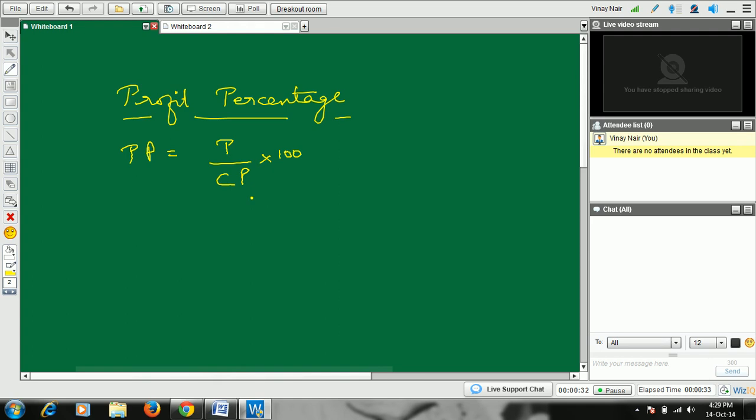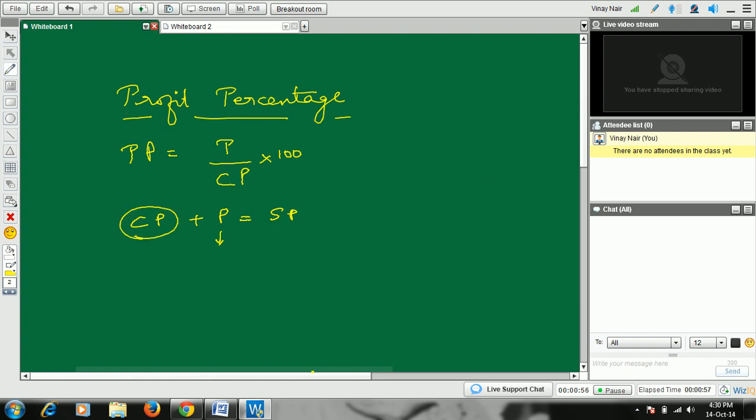Usually people get confused whether profit percentage has to be calculated on cost price or selling price, because you have a cost price and there is a profit and you sell it for a certain price, which is called selling price. So profit percentage means this profit divided by the cost price multiplied by 100.